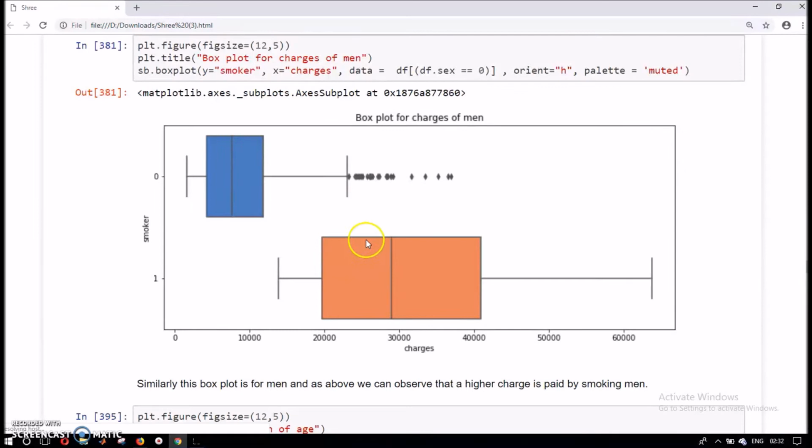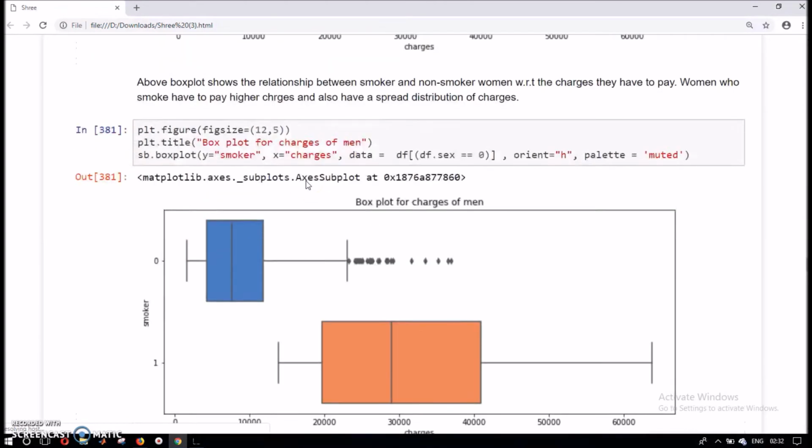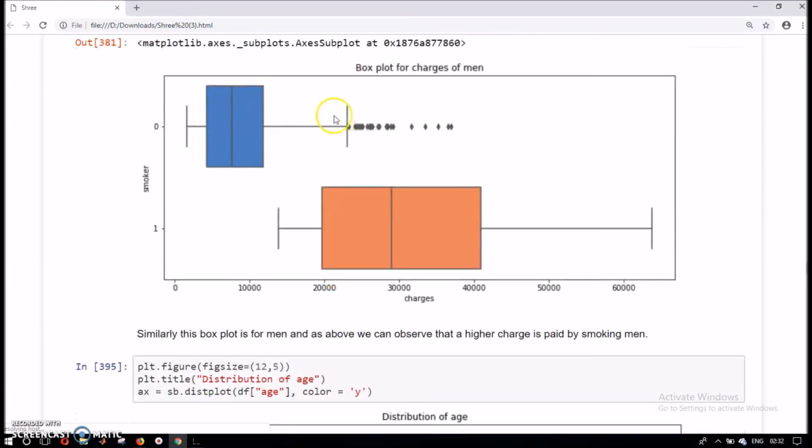Similarly, we see the box plot for charges of men who smoke and who don't smoke, and in accordance with the previous graph, again the men who smoke have to pay a higher sum than those who don't smoke.